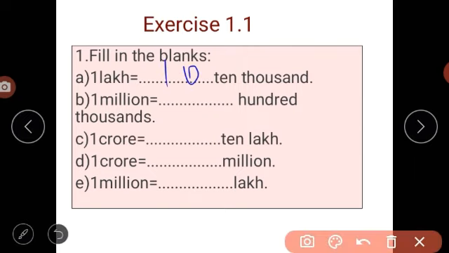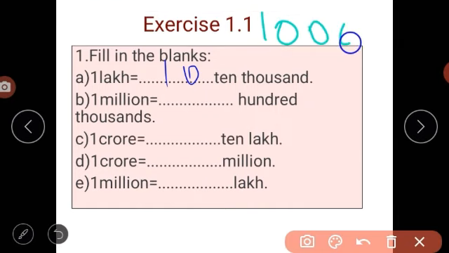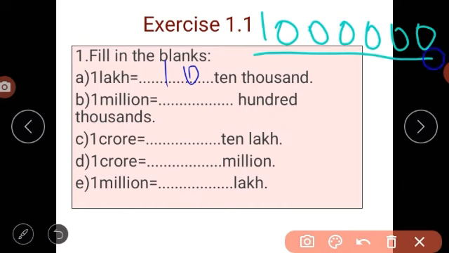Next question: 1 million is equal to dash 100,000. So what is 1 million? 1 million is 1 followed by 6 zeros, divided by 100,000. First we write 100, then 1000, so here it is 100,000.